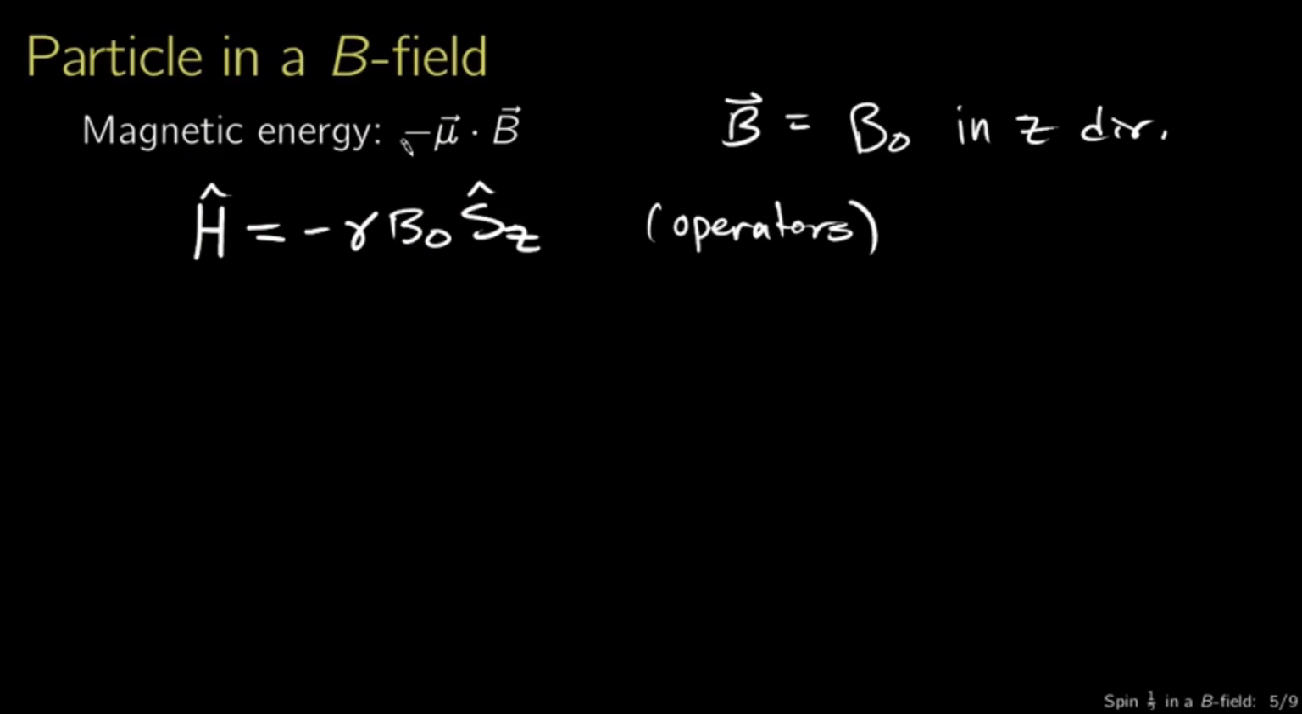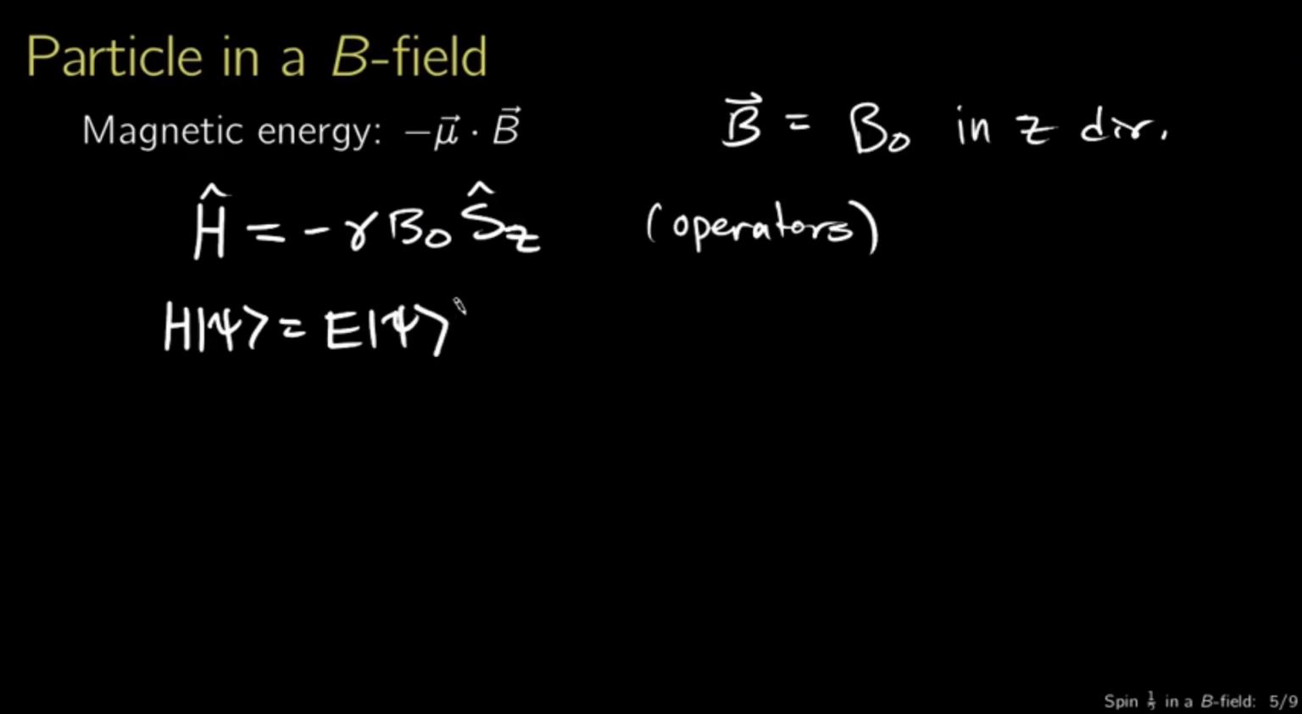So, reasoning by analogy from classical expressions, you can come up with quantum mechanical expressions, which may or may not work. Let's see what the implications of this expression for the Hamiltonian are. The Hamiltonian allows us to write a time-independent Schrödinger equation to find our stationary states. H psi equals E psi.